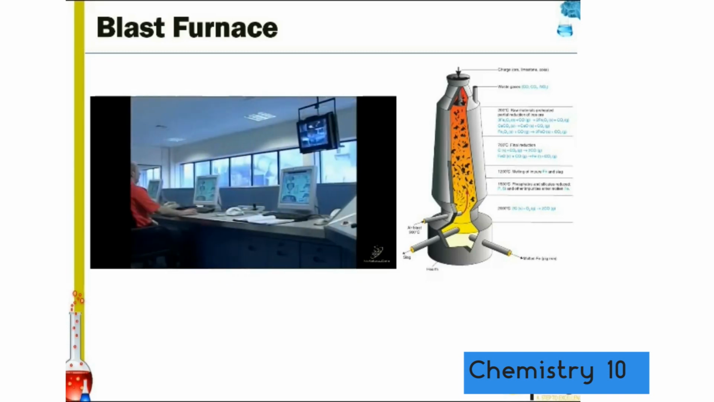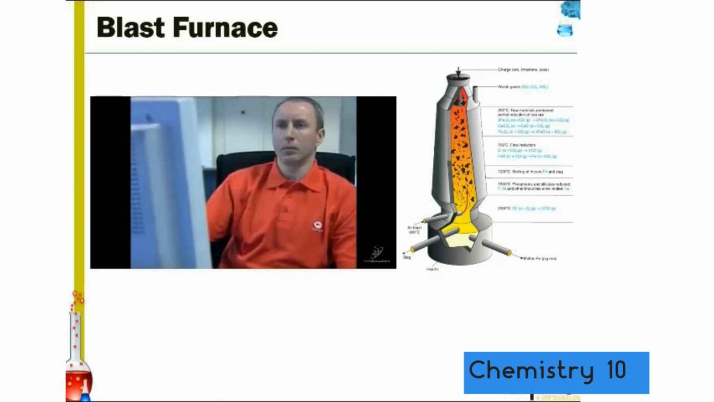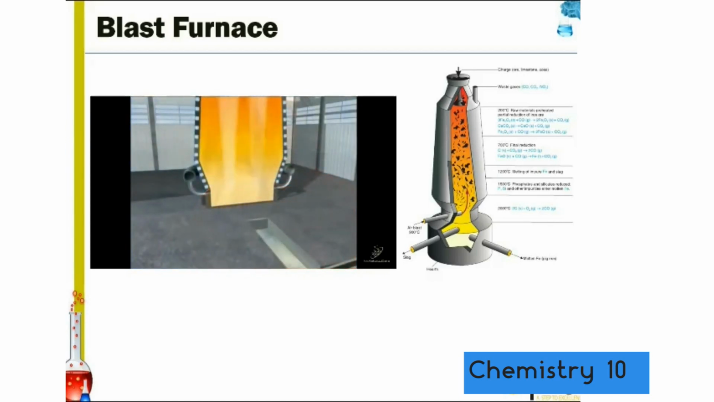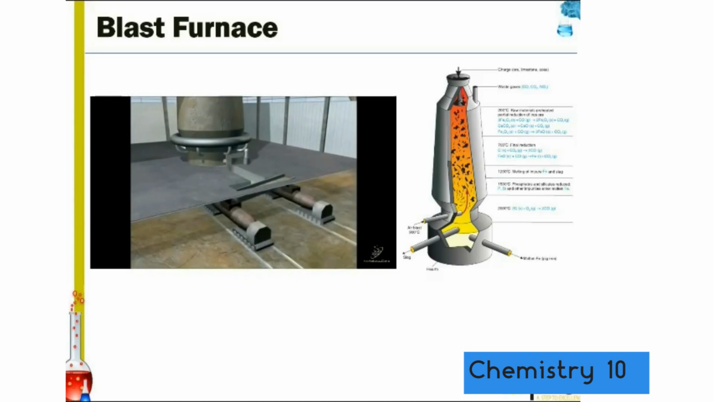The limestone combines with the impurities to form a liquid which floats on top of the molten iron. This is known as slag. The molten iron is tapped from the furnace and the slag skimmed off and taken away for use in other industries, such as road building or cement manufacture.